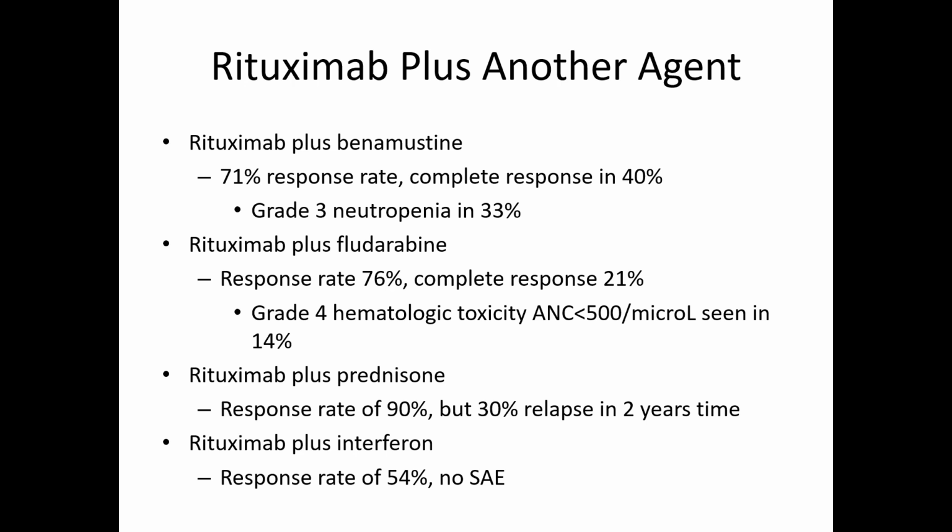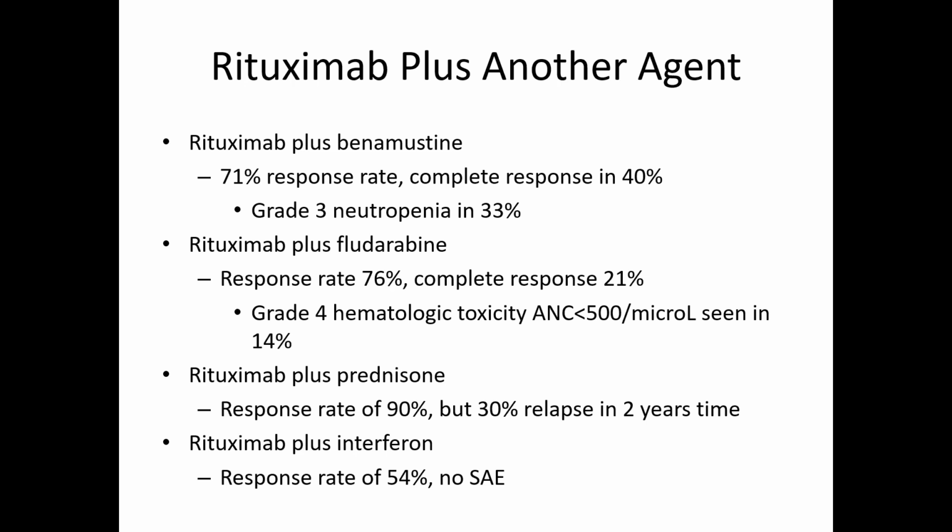But again, there's always a downside. That downside here is grade 4 hematologic toxicity. When you have an absolute neutrophil count that's less than 500, people start to get pretty nervous about ongoing infection, whether it's bacterial or fungal, which can be clinically devastating.